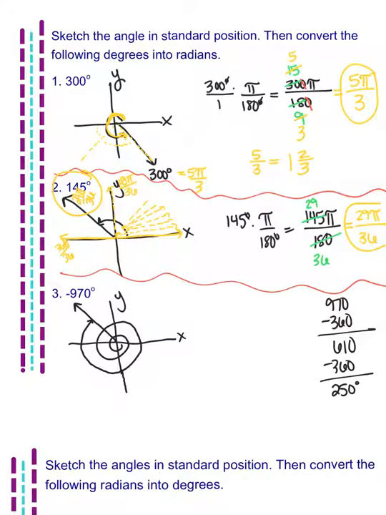So now converting this into radians, I'm going to have negative 970 degrees times pi over 180.